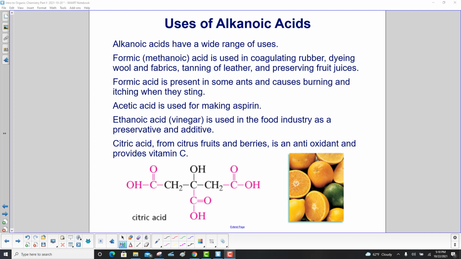Alkanoic acids have a wide range of uses. Formic, otherwise known as methanoic acid, is used in coagulating rubber, dyeing wool and fabrics, tanning of leather, and preserving fruit juices. Formic acid is also present in some ants, and we mentioned that a few slides ago, and causes burning and itching when they sting.